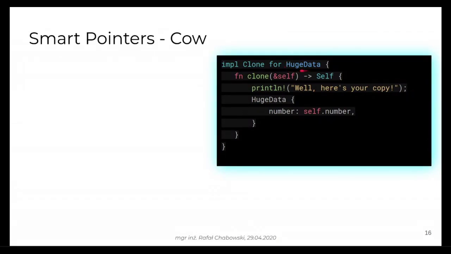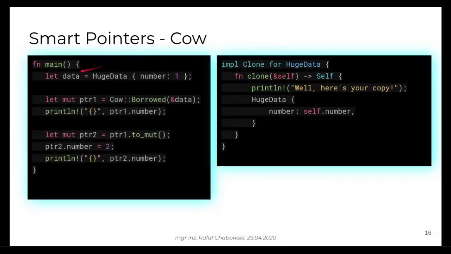Here I have some struct HugeData. Actually, I have the trait Clone implemented for this HugeData, so we can see some output on the screen. Here's the code. We're creating this HugeData and created a borrowed cow. A cow comes in two flavors, borrowed and owned. One-way transition from borrowed to owned is possible. And as long as the cow remains borrowed, it acts as a shared immutable reference. Once it becomes owned, it acts more like a Box.